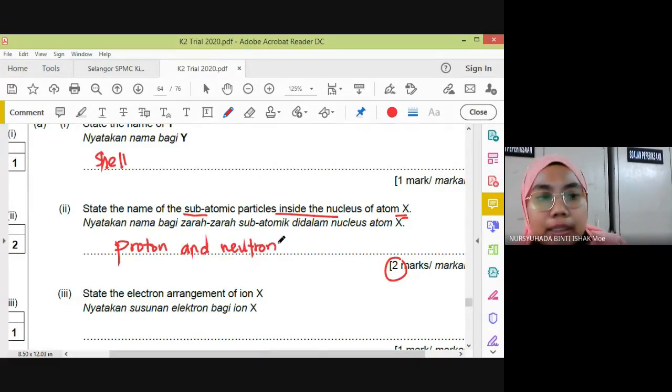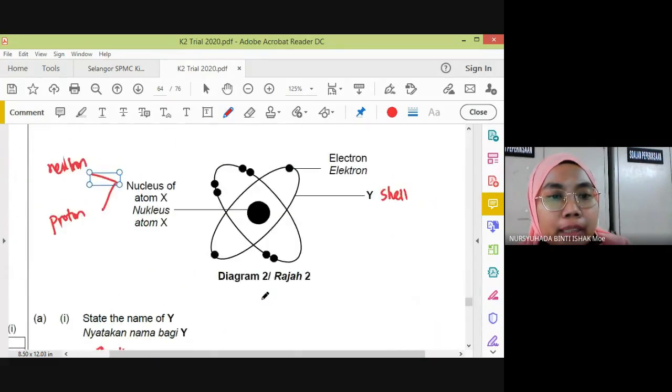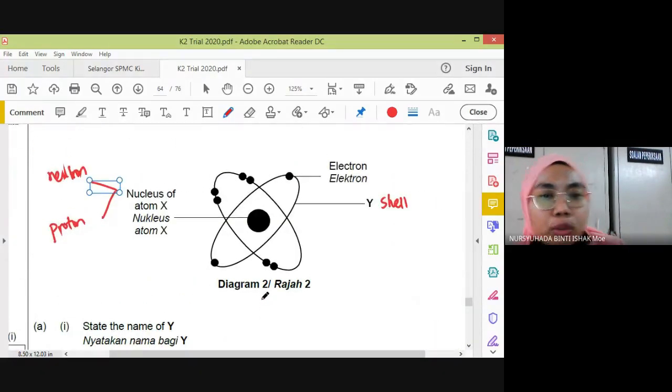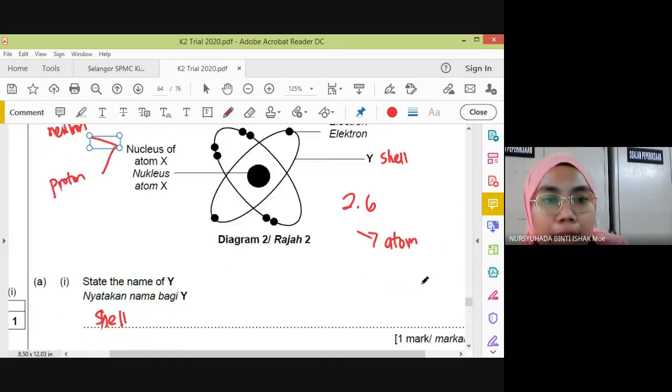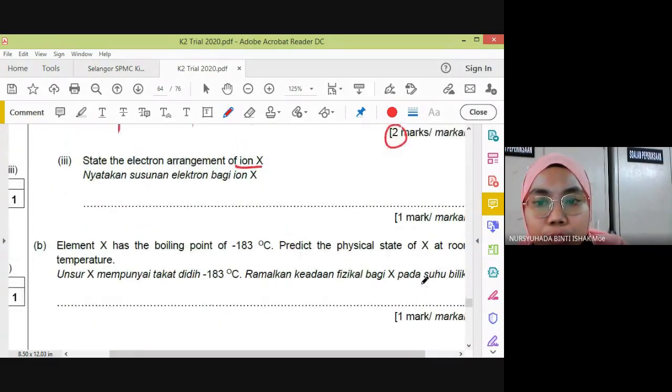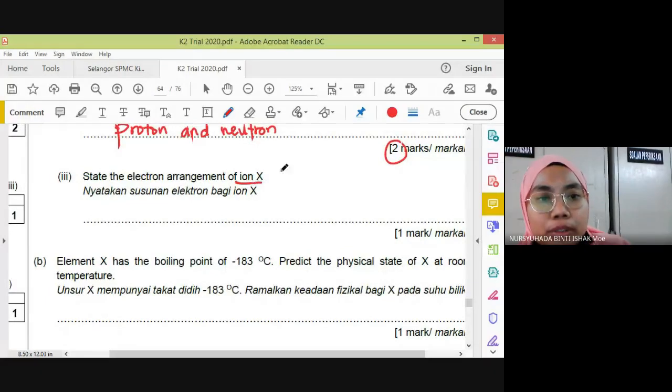Okay. State the electron arrangement of ion X. So, before we write the electron arrangement of ion X, kita tengok dulu X ni adalah atom. So kita kena kira berapakah atom X. The first shell is 2, the second shell is 2, 4, 6. 2.6 ni adalah atom. So they ask you to write ion. So how? How to write ion? Kalau atom is 2.6.